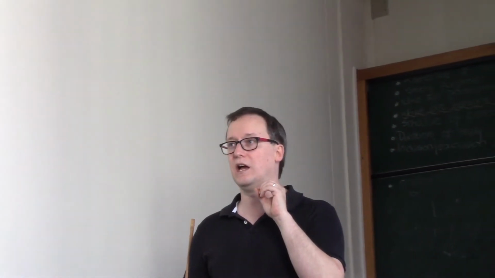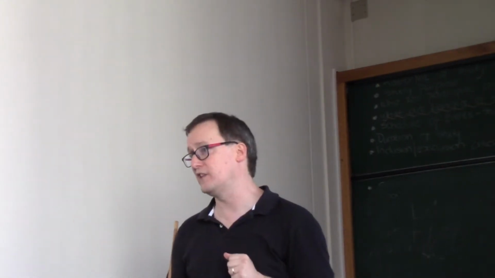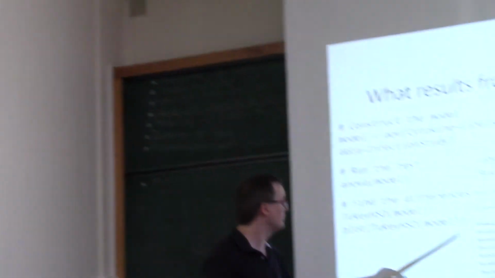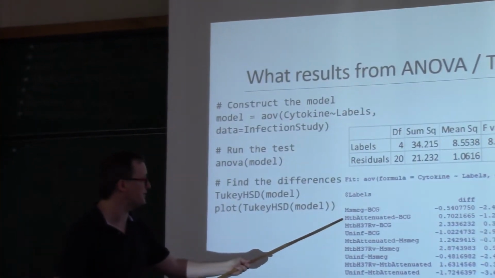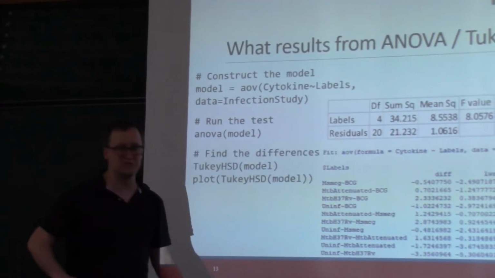So that's 10. So you can pair up uninfected with M.Sm. You can pair up uninfected with BCG. You can pair up uninfected with the attenuated, or you could pair up uninfected with H37Rv. You can see all of those comparisons involving uninfected. You can go through that. So in effect, Tukey HSD is going to try to give us a significance level on each of the pairwise comparisons within this set of 5 things. So the result is M.Sm versus BCG, MTB attenuated versus BCG, H37Rv versus BCG.